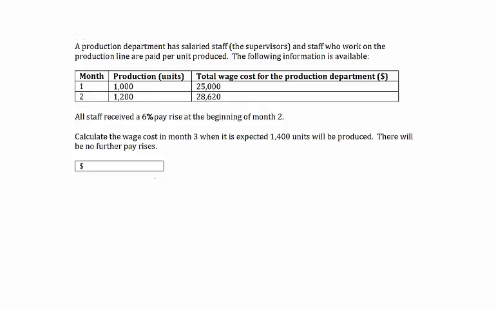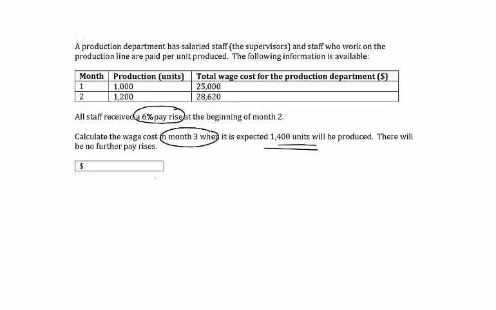This question is essentially just a high-low method question, and they're asking you to work out what the cost is going to be in month 3 if you produce 1,400 units. So what we need to do here is work out the variable cost and the fixed cost, but it does tell you that during the second month there was a 6% pay increase.